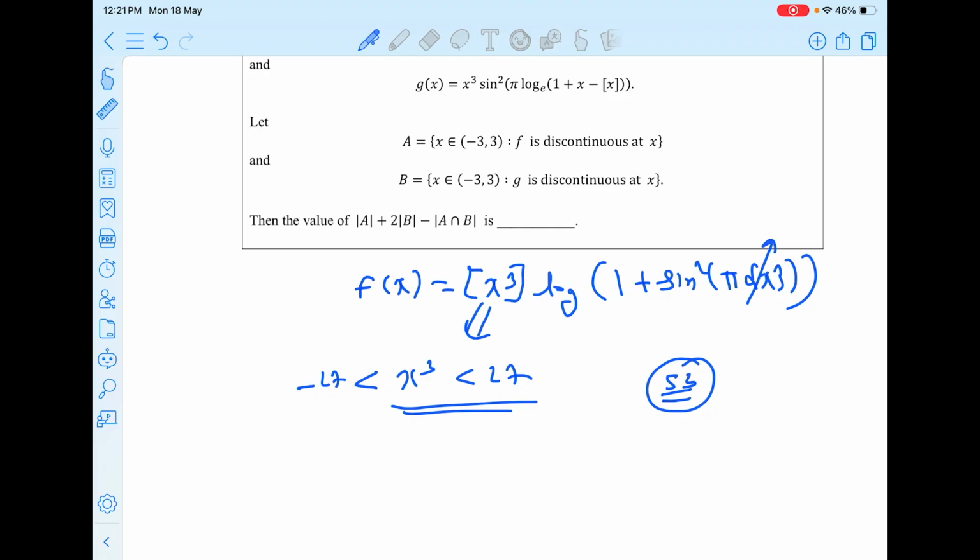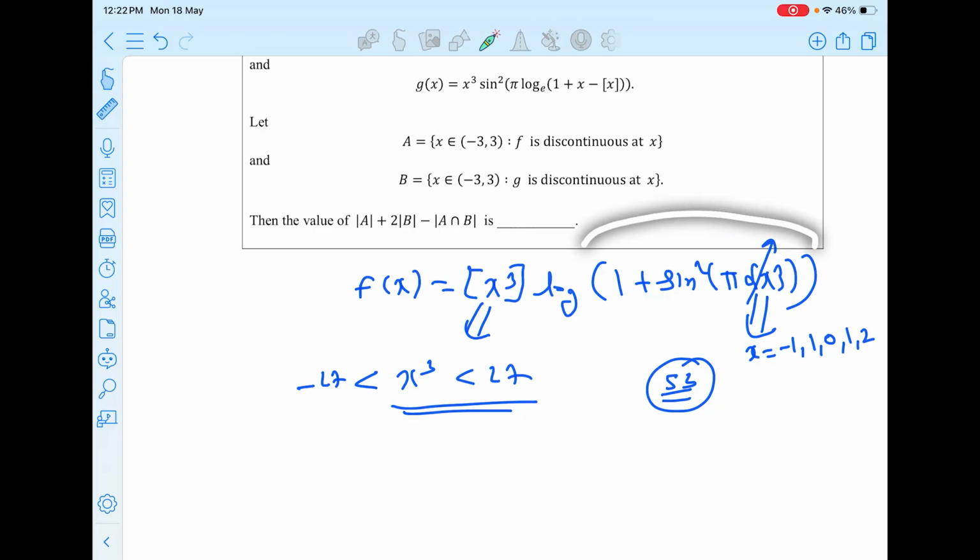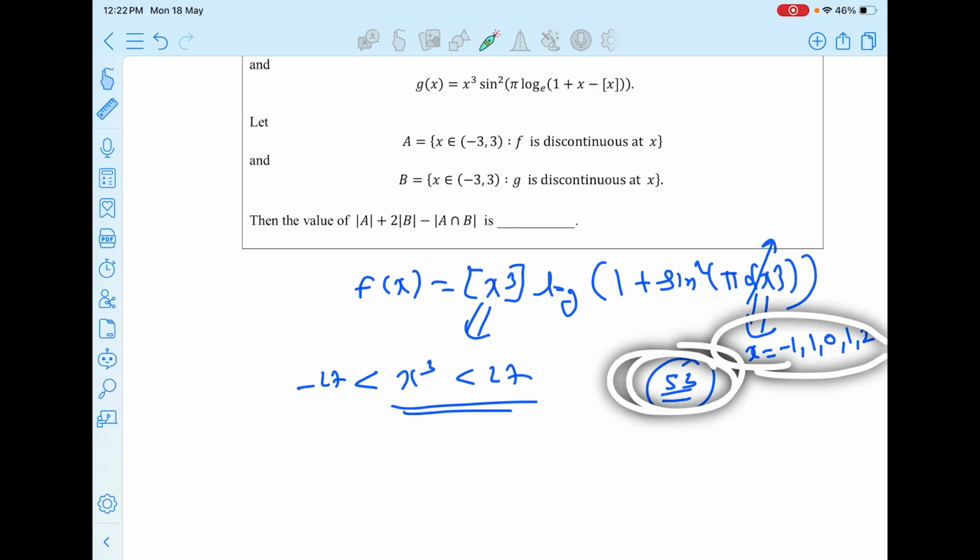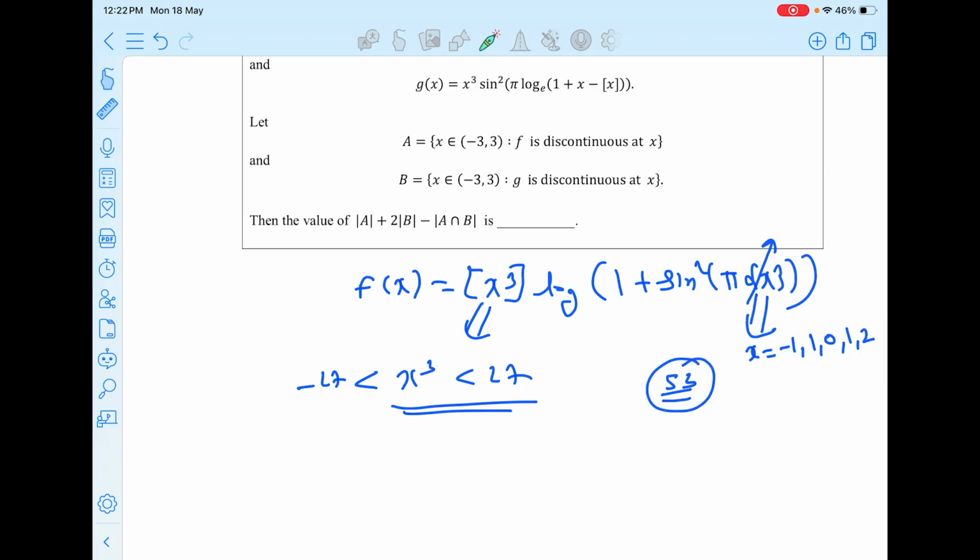Now where this will be discontinuous, or where you have to check the continuity or discontinuity: in the minus 3 to 3 interval, you have to check it at minus 2, minus 1, 0, 1 and 2. Okay, at these points you have to check discontinuity for this, and you have to see what value you are getting. And these 5 points are included in these 53 points also.